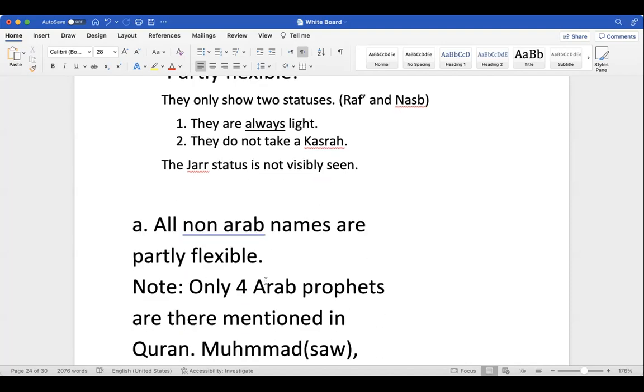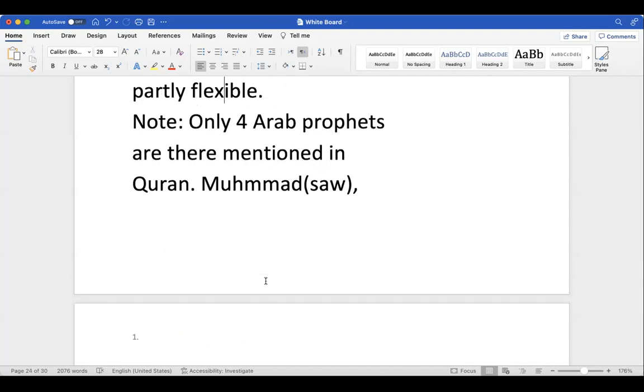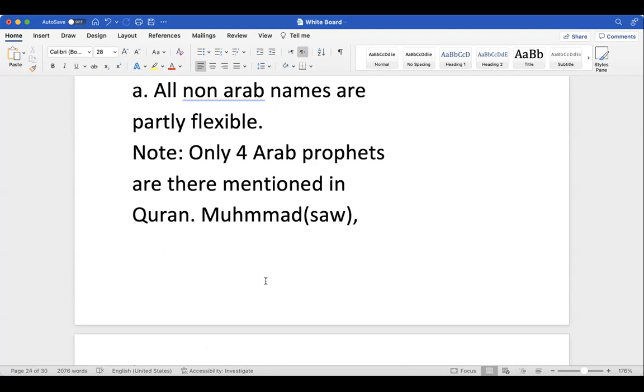Okay. Then we discussed what are the partly flexible isms. The first category we have discussed yesterday. All non-Arab names are partly flexible. So for example, if you take any name which is not an Arab name, it is partly flexible. So it cannot take e sound in majroor. So it will be a, and it will be always light.